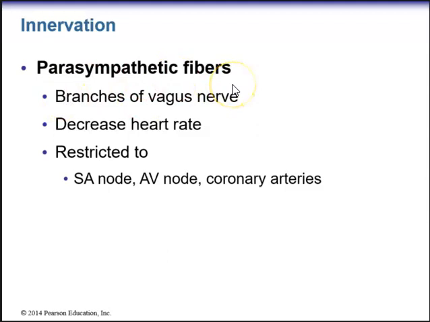So parasympathetic fibers, think of the rest and digest function that allows the body to rest and relax. Most of the time, it will increase digestive system function, but decrease everything else. So parasympathetic fibers, in order to allow the body to rest, will decrease heart rate. The parasympathetic fibers' innervation is restricted only to the SA node, the AV node, as well as the coronary arteries.